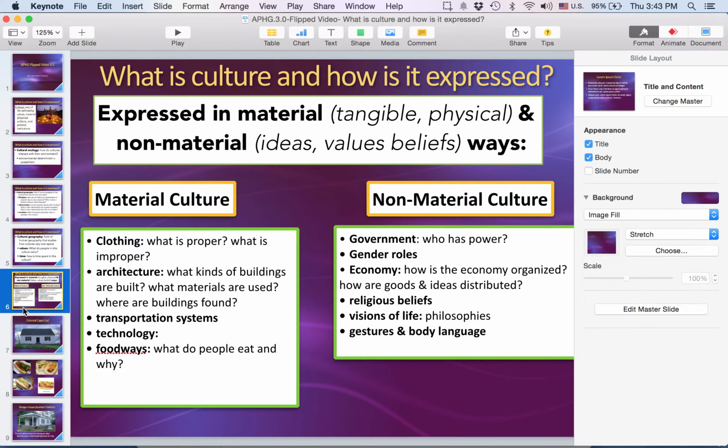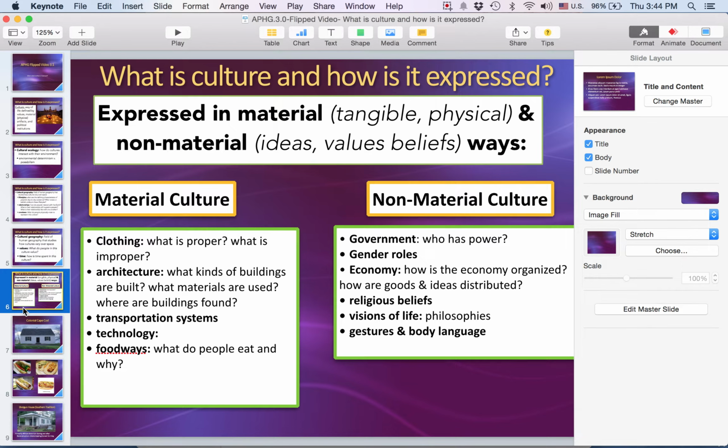Non-material culture. When we're looking at the ideas and values and beliefs of a society. And a government, who has power? How is power distributed? What does the government stand for? How does the government see its role in the society? Gender roles. What power do women have? What power do men have? Are they treated equally? What are the social expectations of the two?